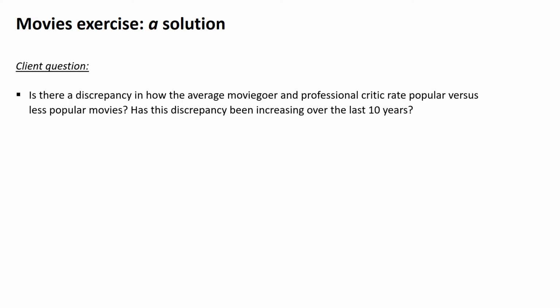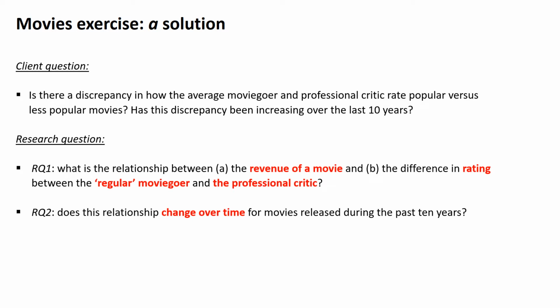Now, if you translate this into something that can be researched by, let's say, a data analyst, you get something like this. So the first research question talks about a relationship. So it's a typical statistical concept here. So what is the relationship between A, the revenue of a movie? You can see that the revenue of a movie is indicated in red because this is one of the concepts that we need to operationalize in our protocol. So again, what is the relationship between A, the revenue of a movie, and B, the difference in rating between the regular moviegoer and the professional critic?